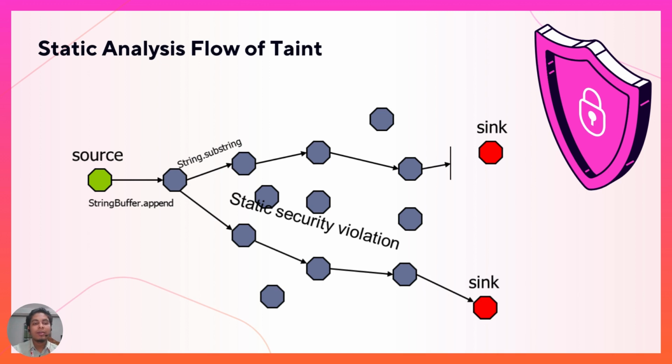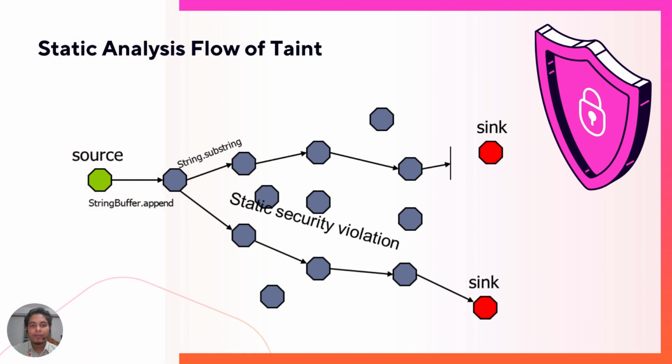My next slide is about the diagram of static analysis flow. Here we can see the diagram of this. Here we see that from the source node, it goes to string substring and the StringBuffer.append. And this is the diagram of the static analysis flow.